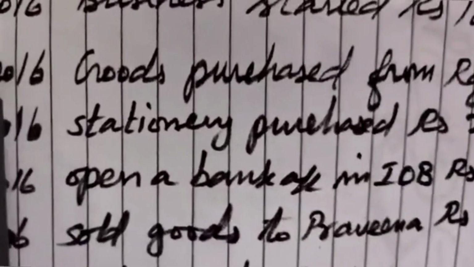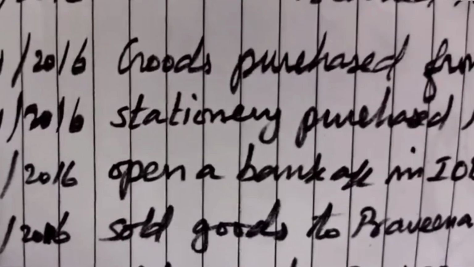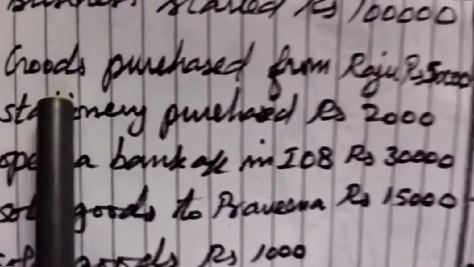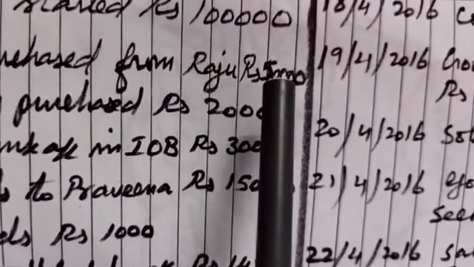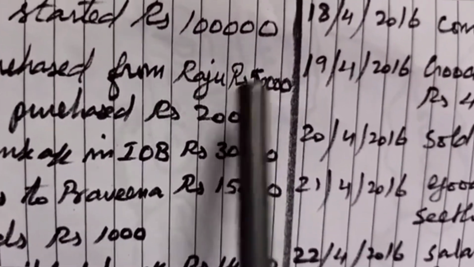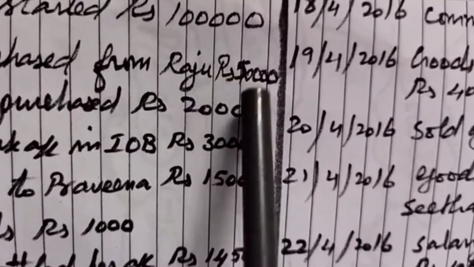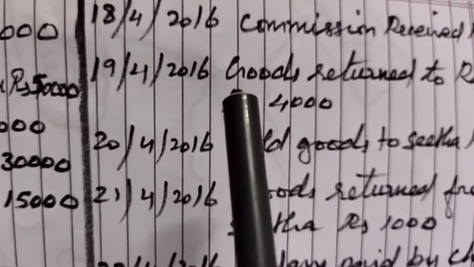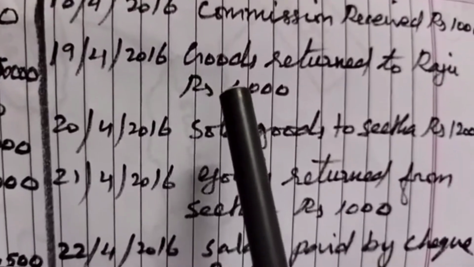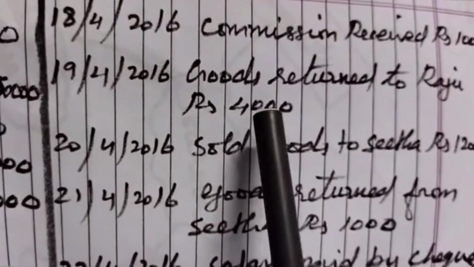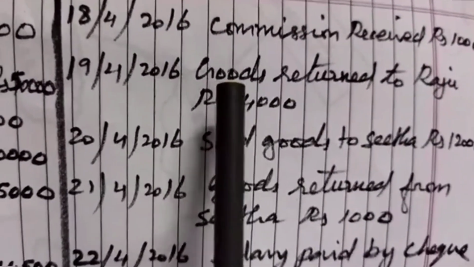That is 3rd April 2016. We purchased goods from Raju rupees 50,000. In that, some goods are in damaged condition. That's why we are returning the goods to Raju. How much? 4,000 we returned. So for this one, what is the journal entry?